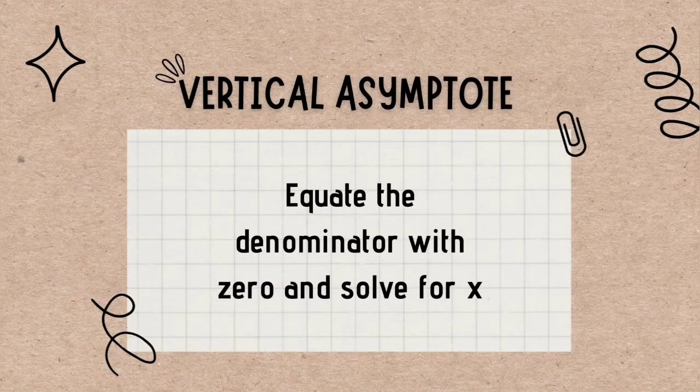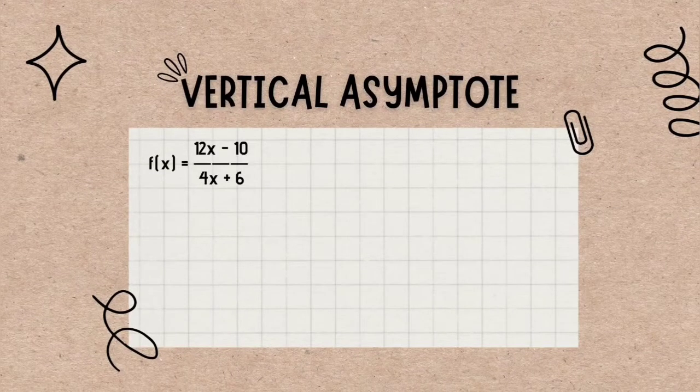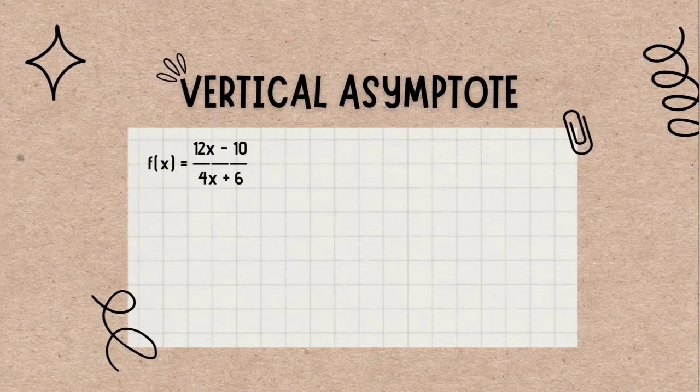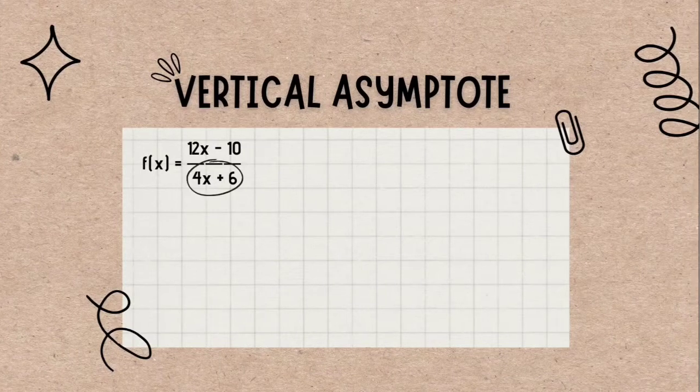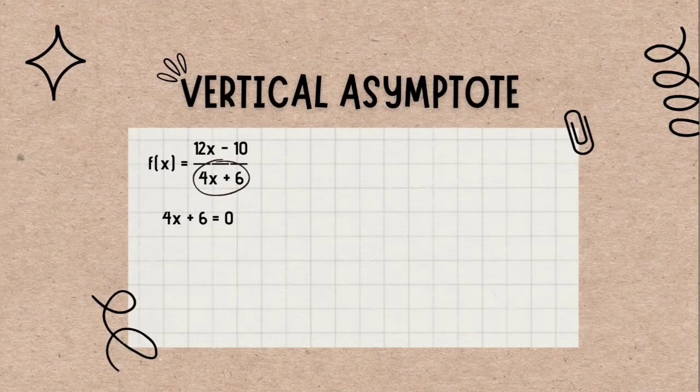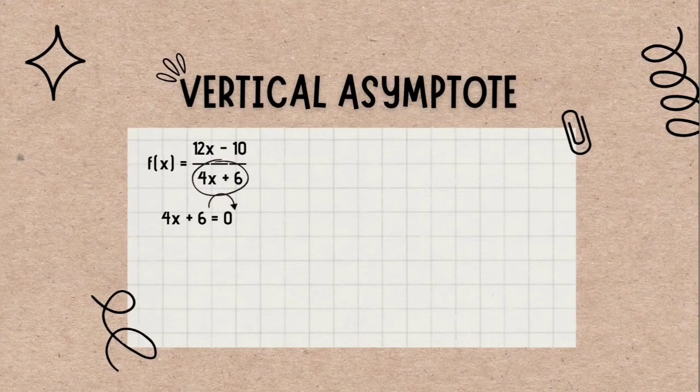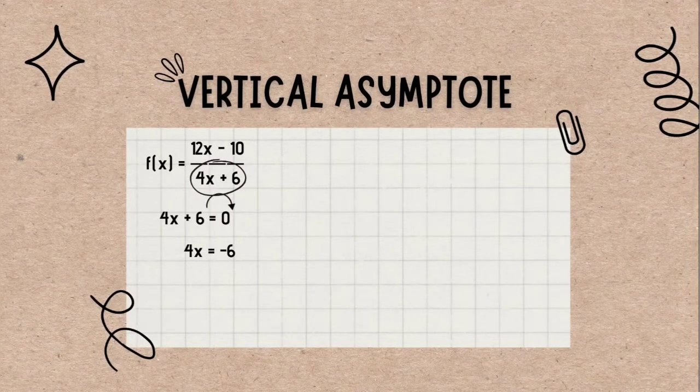So let's start with first example. h of x equals 12x minus 10 over 4x plus 6. So let's solve for the denominator. Let's equate that to 0. 4x plus 6 equals 0. Ililipat natin ang positive 6 sa right side. Therefore, 4x equals negative 6.